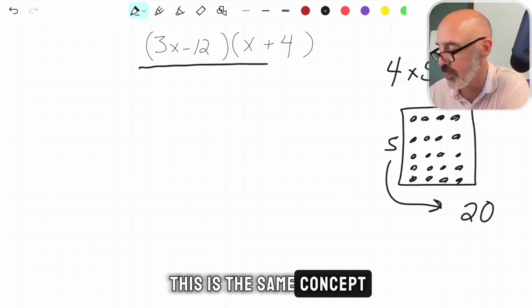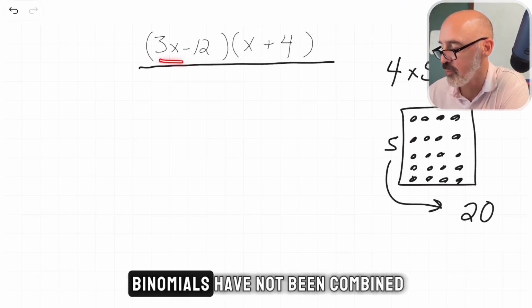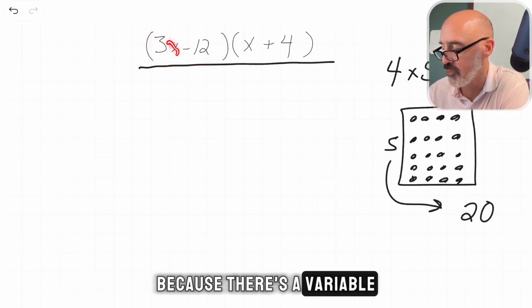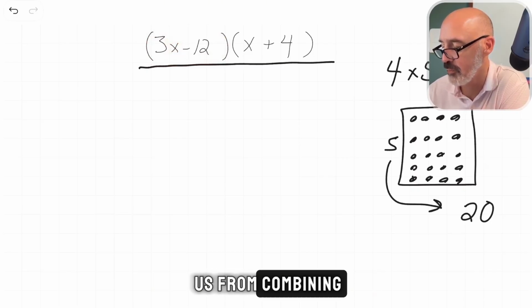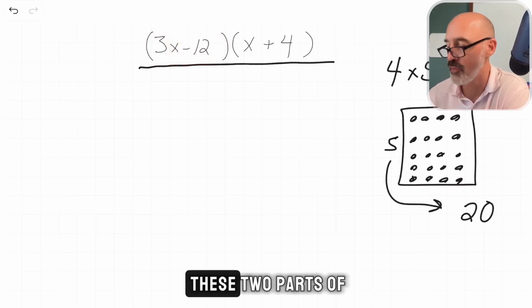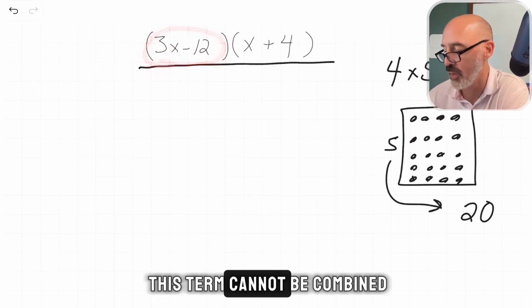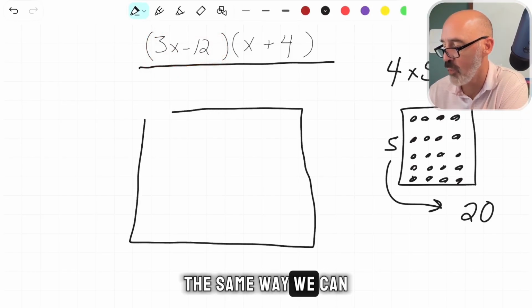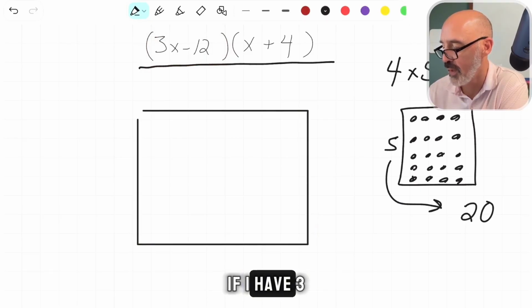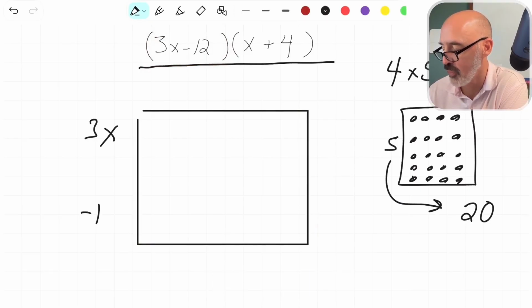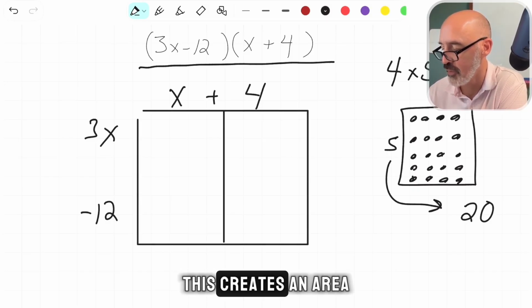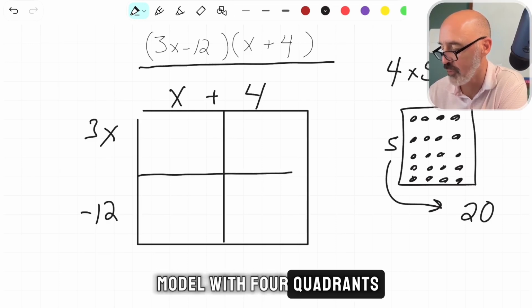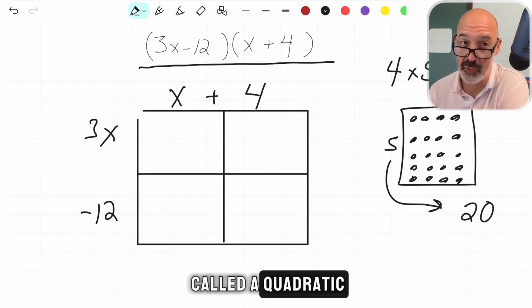This is the same concept. It's just that these binomials have not been combined because there's a variable in there that keeps us from combining 3x minus 12. These two parts of this term cannot be combined, but we can multiply them the same way we can look at 4 times 5. If I have 3x minus 12 as one factor and x plus 4 as a second factor, this creates an area model with 4 quadrants. That's why this is called a quadratic.